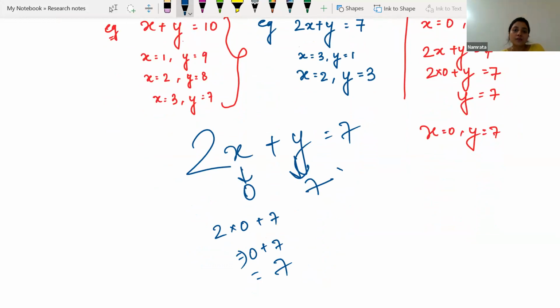Are you getting it? Yeah. So this way we got one of the solutions. Not just by thinking, we took x equals 0 and calculated the y value. From there, we got a pair of x and y. x is 0, which we had already taken, y is the number we got, and we can say this is one of the solutions.